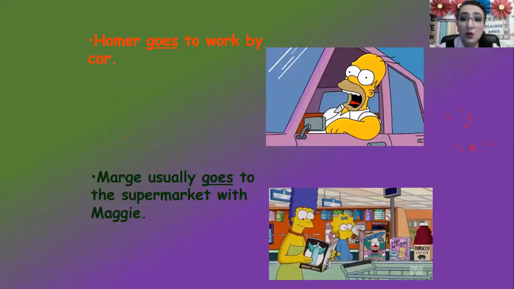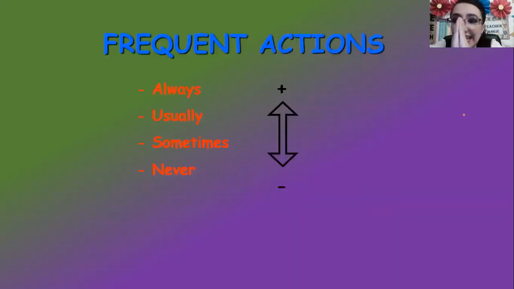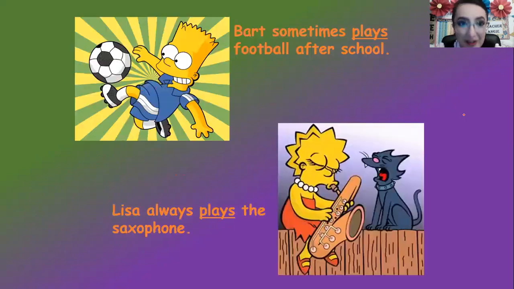Well, here we have other examples. Homer goes to work by car, or Marge usually goes to the supermarket with Maggie. Those are examples of habits and routines. And here also, you are going to be finding some frequent actions with frequency adverbs. These are going to be pretty important for us, and we are going to be talking about this topic in a moment. Always, usually, sometimes, and never. I'm going to be helping you with this, okay?